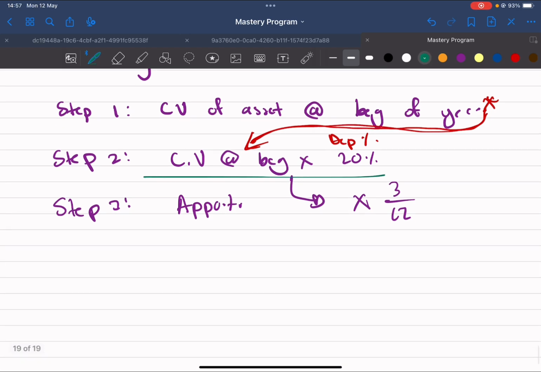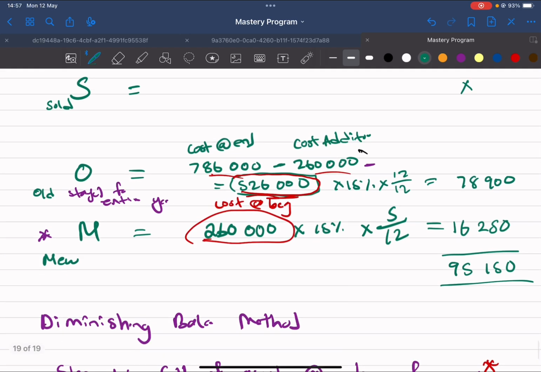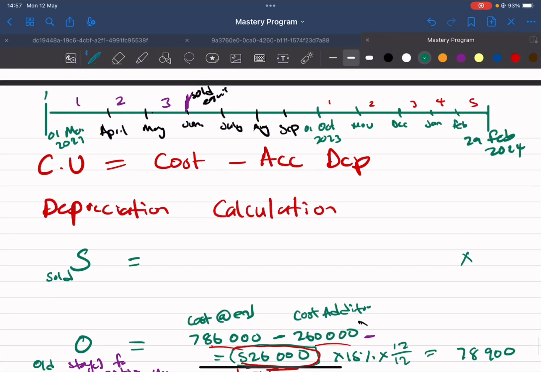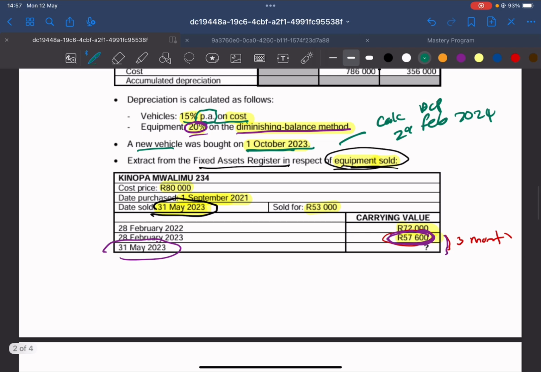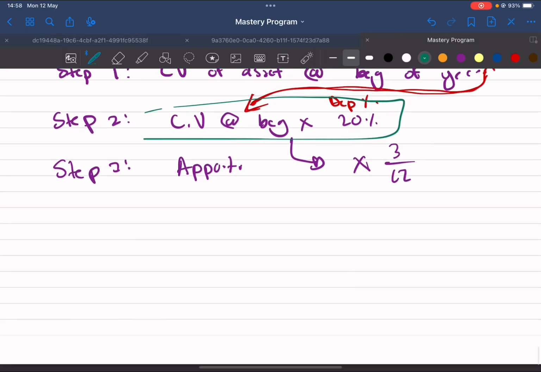Do we have the carrying amount of the equipment at the beginning of the year? And the beginning of the year is the 1st of March 2023, right? So on the 28th of Feb 2023, which is the same as the 1st of March because it's the next day in the morning, it was 57,600. So this is the carrying value at the beginning. So we have the carrying value at the beginning, which is 57,600.